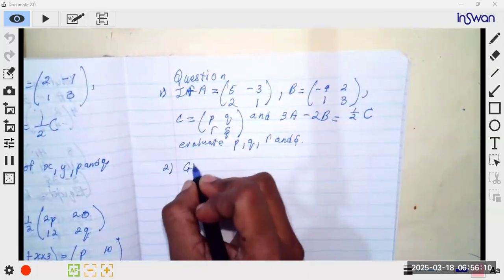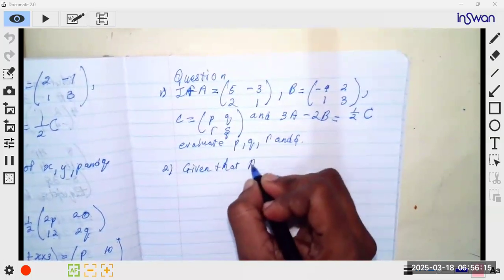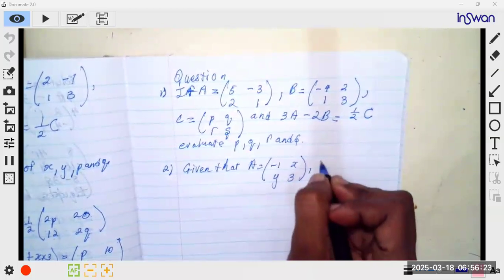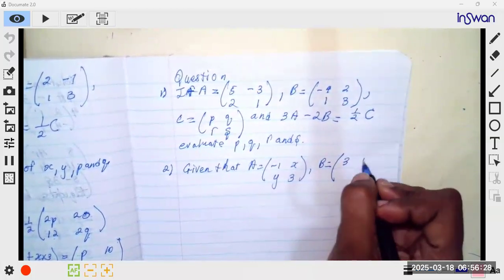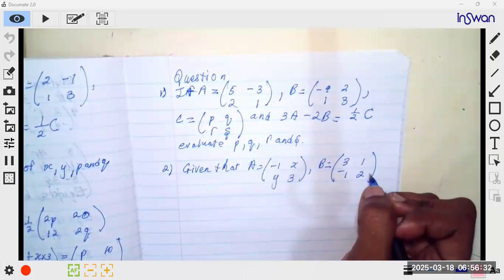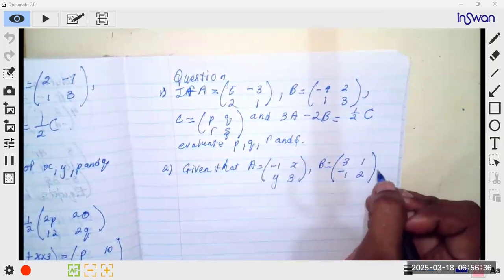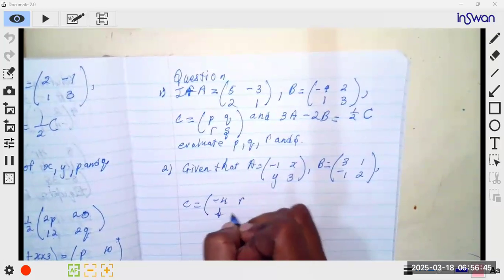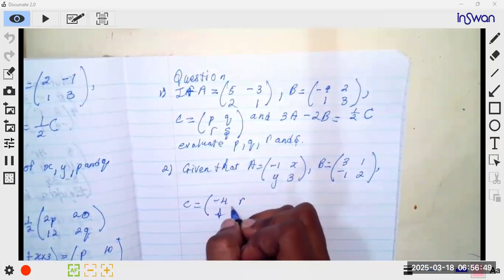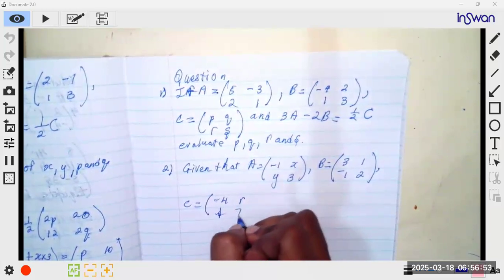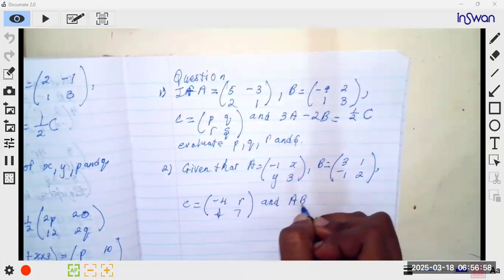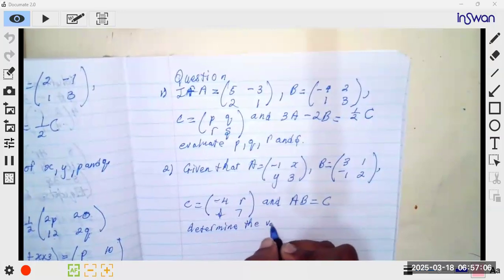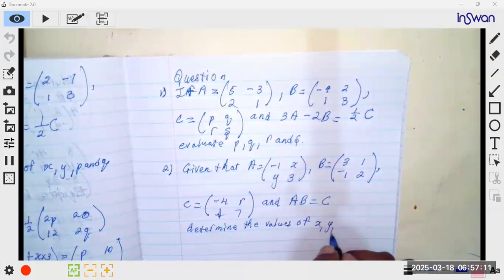Second one, given that A is equal to minus 1, x, y, 3, B is equal to 3, 1, minus 1, 2, C is equal to minus 4, R, S, 7, and AB equal to C. Determine the values of x, y, R, and S.